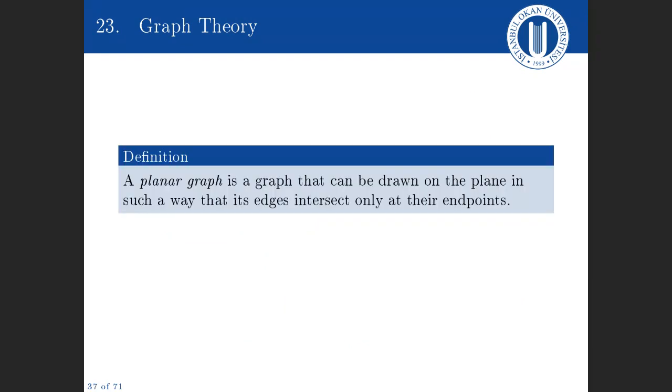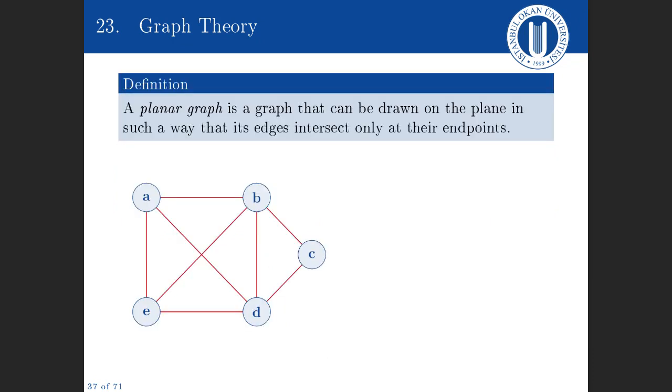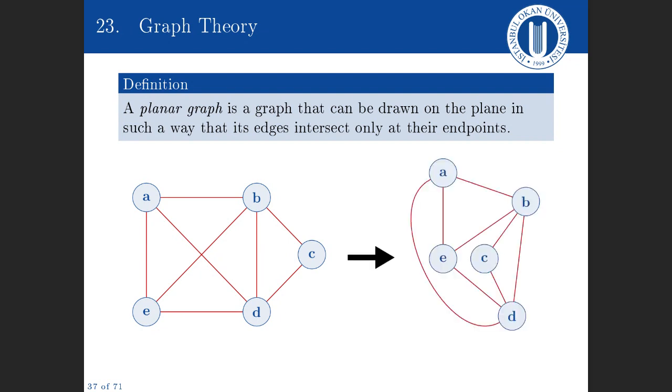A planar graph is a graph which can be drawn on the plane in such a way that its edges intersect only at their endpoints. So for example, this graph, you can see the edges are crossing over, they're intersecting here. But this is still a planar graph because we can draw this graph in a different way. If we move the vertices around and move the edges around, we can draw it like this. I'll leave it for you to check this is exactly the same graph.